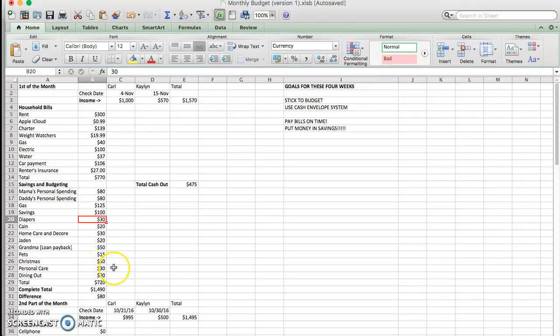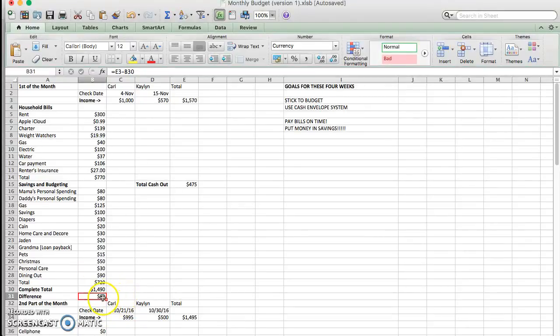I have $15 for our pets, and $50 for our Christmas fund, which is what we put into our savings account as well. We've talked about opening up another account just to have as a holiday fund, but because Christmas is so close, I think we might do that for next year, but we're not going to worry about it for this year. $30 for our personal care, and $90 every 2 weeks for dining out. The total of that is $720, and then I have a complete total here from all the bills, which is $14.90, and then I have a difference.